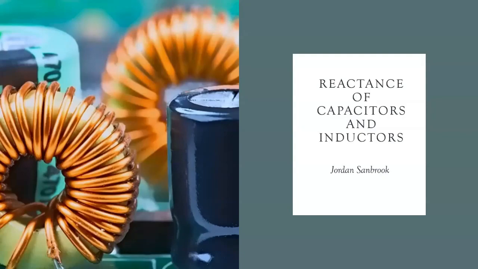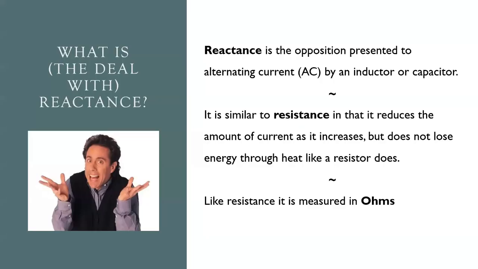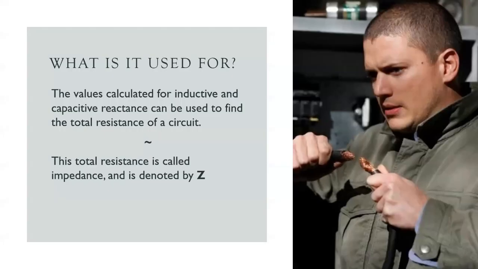We're looking at the reactance of capacitors and inductors. So reactance is the opposition presented to alternating current by an inductor or capacitor. It's similar to resistance in that it reduces current, but it does not lose heat like a resistor would. It's measured in ohms like resistance, so it's very similar, but just differs in a few ways.